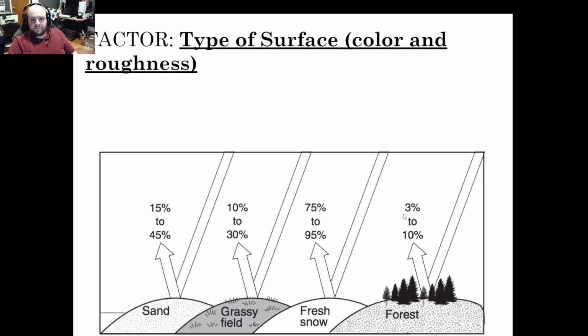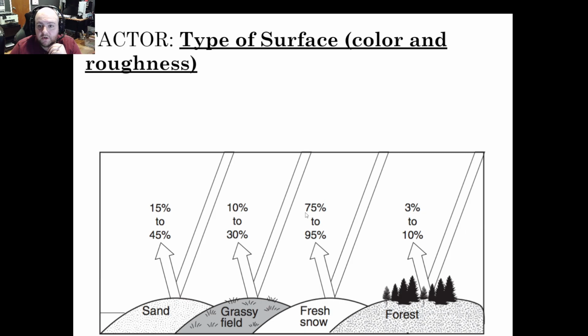Next factor, we have the type of surface, the color and the roughness. This also goes back to what we talked about when we were talking about heat transfer and energy. We talked about how a more smooth surface will reflect light, right? It won't absorb heat, but a rough surface will absorb the energy in, and how a darker surface will also absorb more energy, whereas a lighter surface will reflect it.